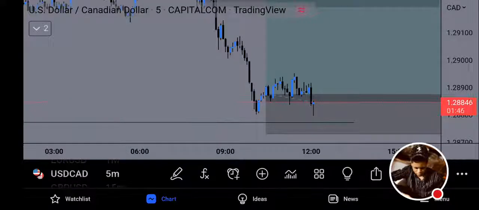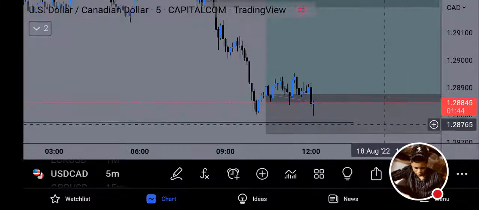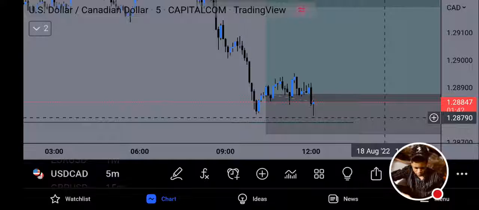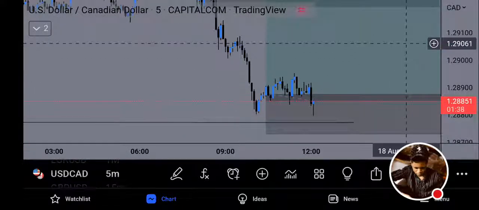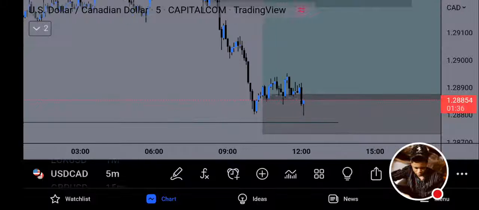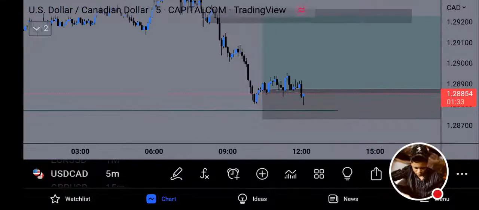It's a sweet trade, but I know that this low, this green line, will actually be reached before price goes up. That is just for sure. That's just what I know, because it's all about experience.